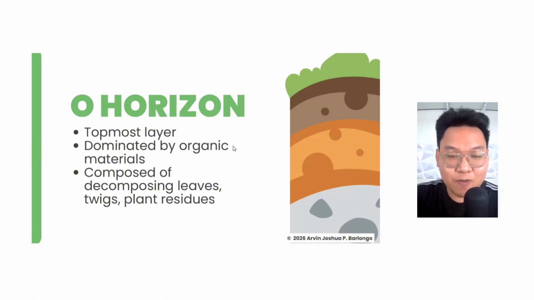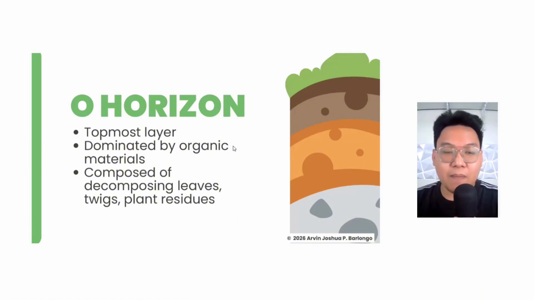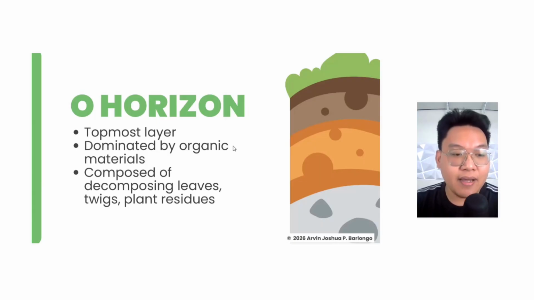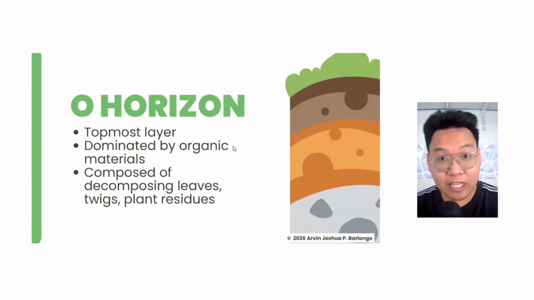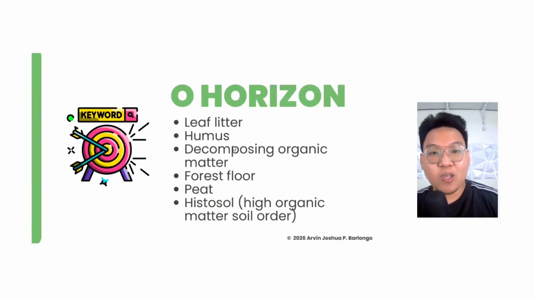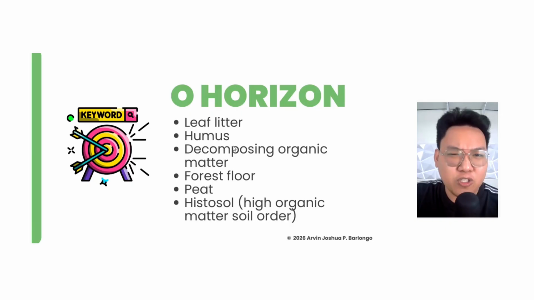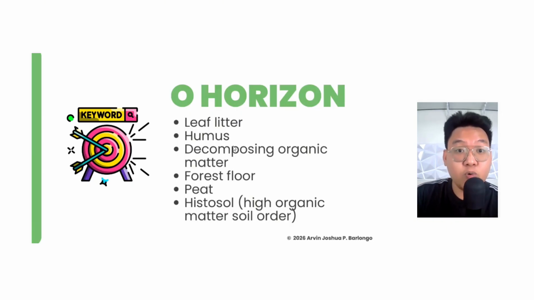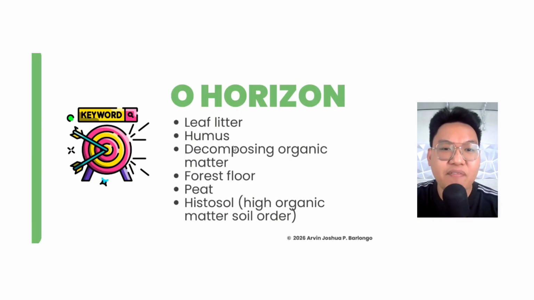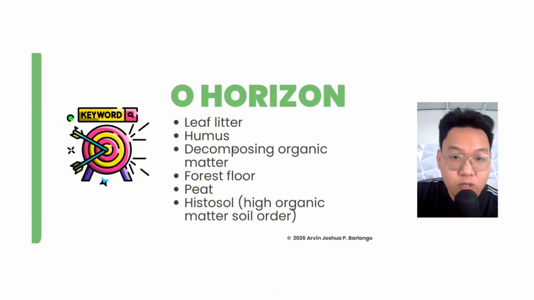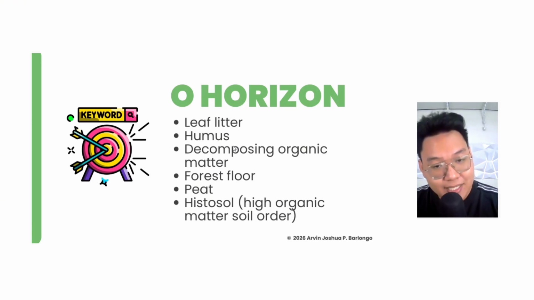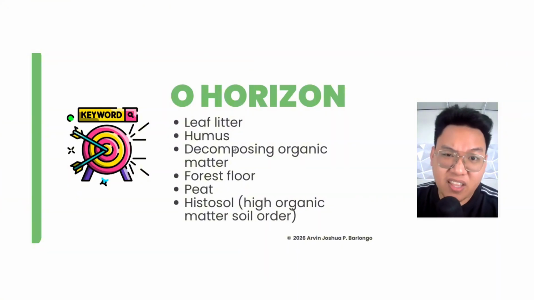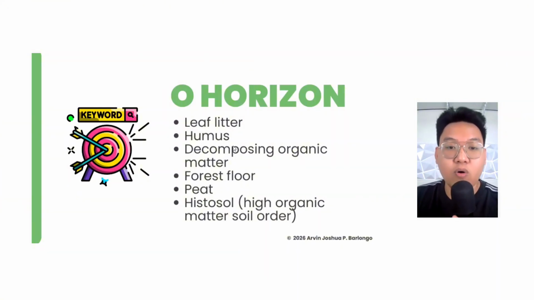So this is the topmost, the O horizon. For the board exam, I made this presentation around the terms that, when you see them in the board exam, point to this horizon. On the next slide are keywords that, when you see them in a question, may refer to the O horizon: leaf litter, humus, decomposing organic matter, forest floor, peat, and histosol, a high organic matter soil order. Those are some of the things that could pertain to the O horizon.